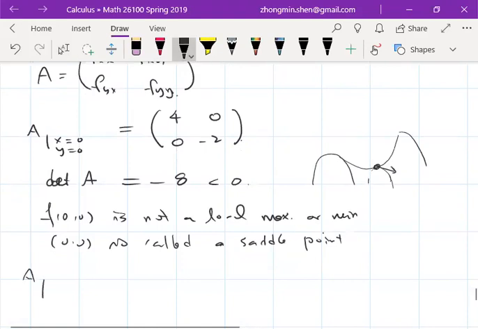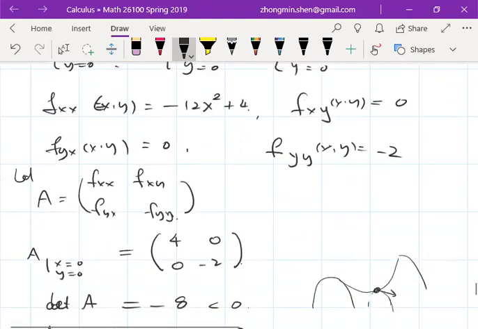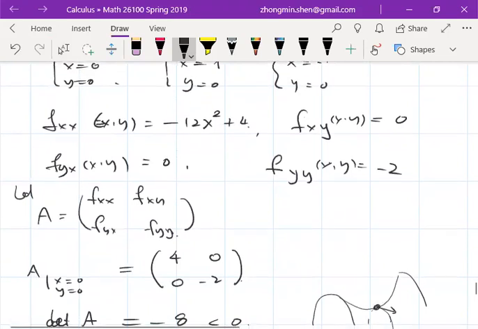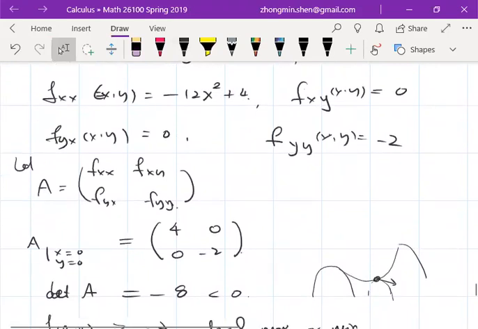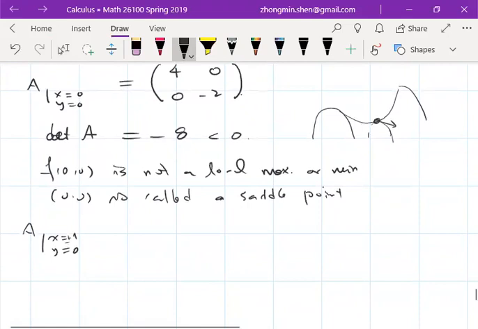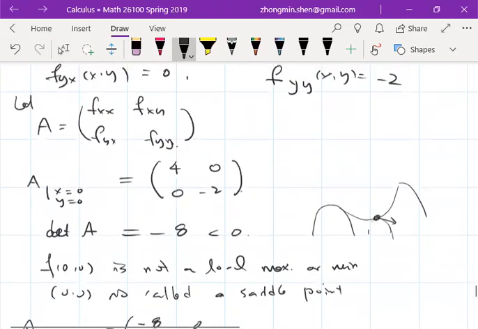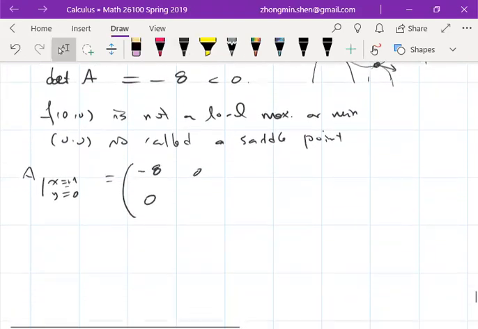So now at x equals plus or minus 1, y equals 0. We have 3 points, right? When x equals 1, I think it doesn't matter which, because there's x squared there, so x equals plus or minus 1 is okay. So I get the matrix: negative 12 plus 4 is going to be negative 8, 0, 0, and then the other one is negative 2.